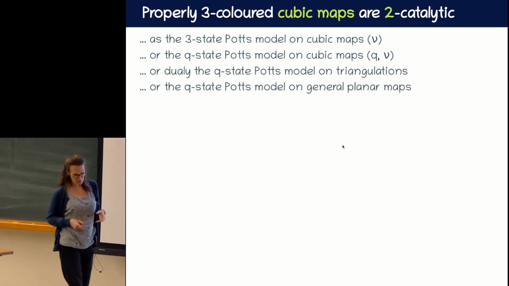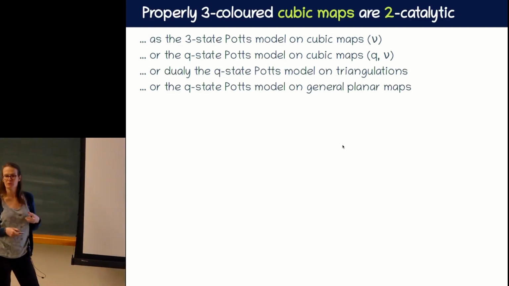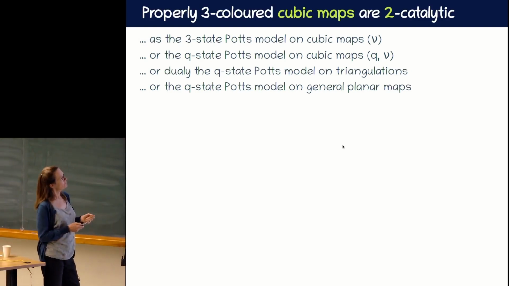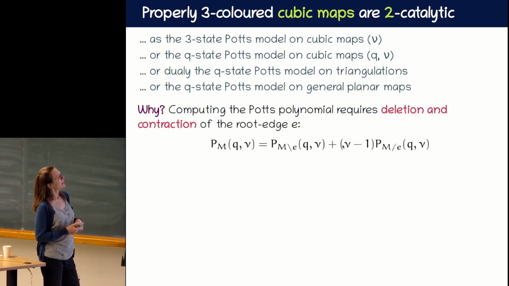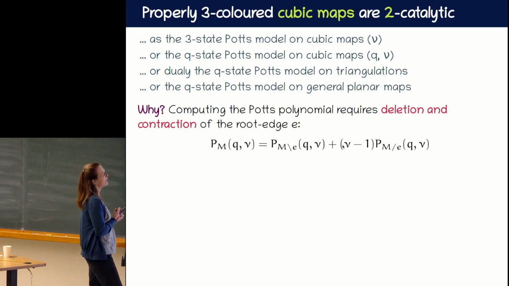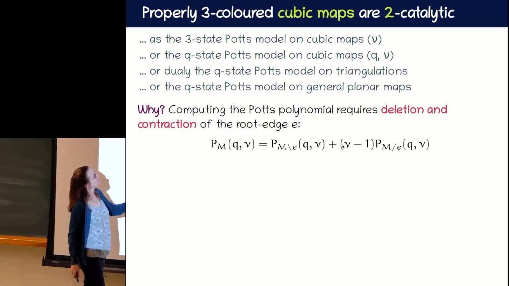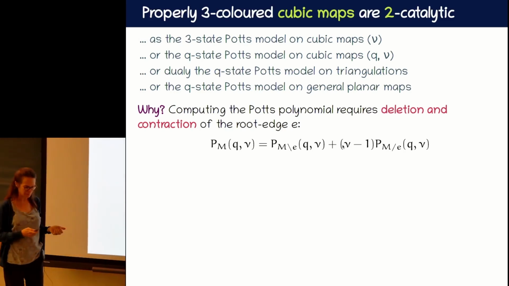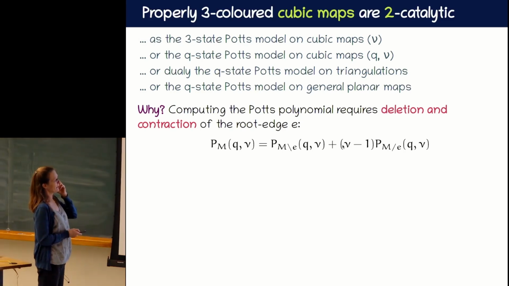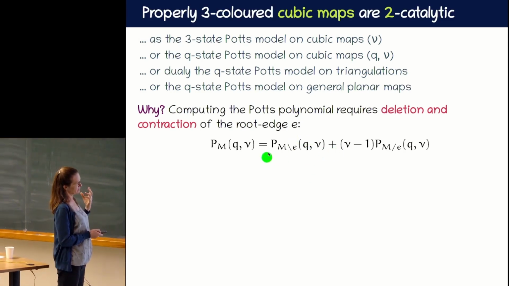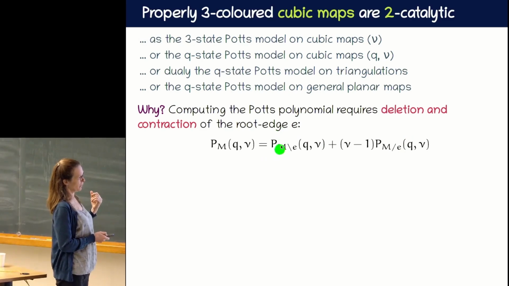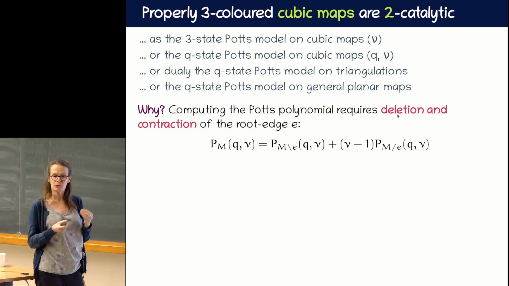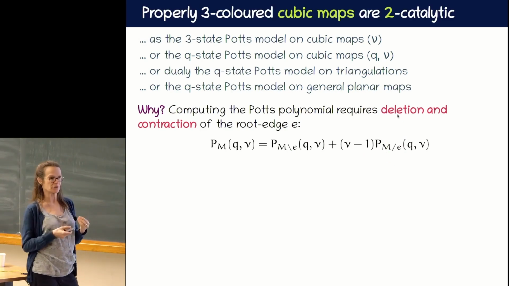And it's not hard to give a little taste of the reason why two more variables are needed. I would say that the reason is that if you want to compute the Potts polynomial of a map M in a recursive fashion, you can do it, but then you have to involve the Potts polynomials of two maps. One is obtained by deleting the root edge e, and the other is obtained by the dual contraction of the root edge.